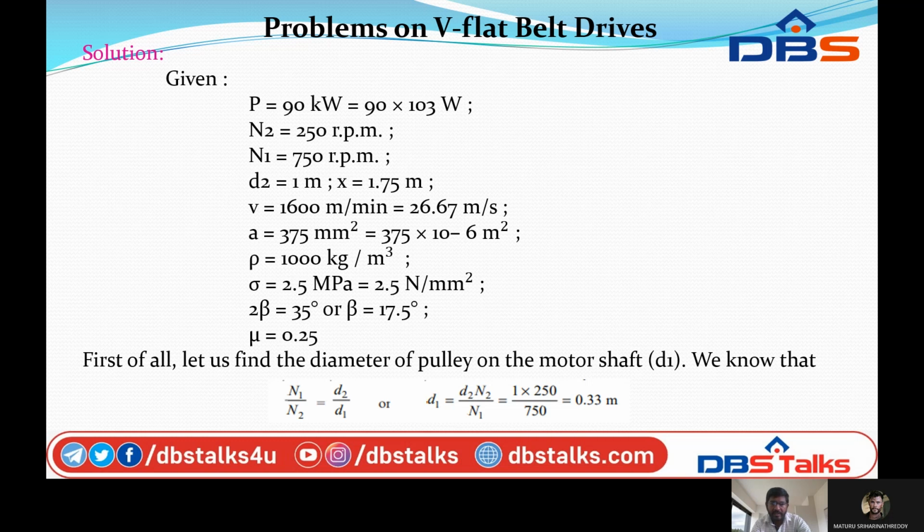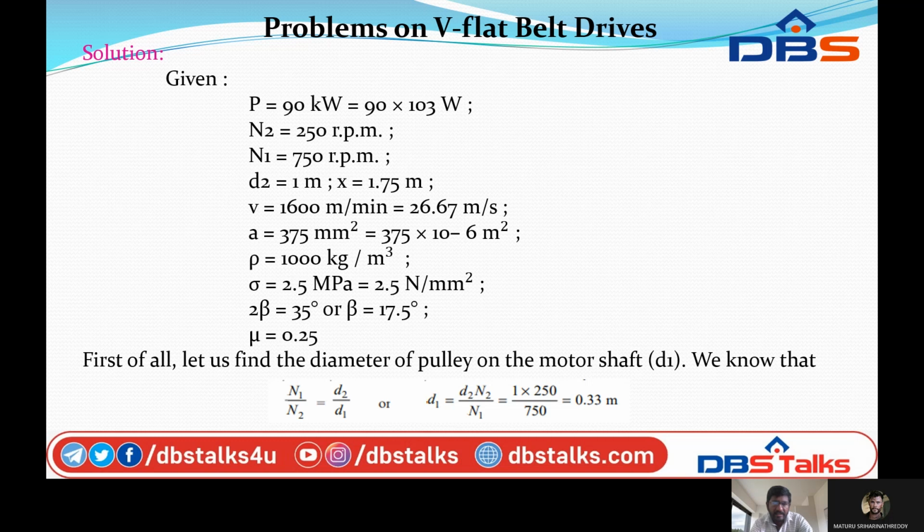So 1 minute is equal to 60 seconds. So 1600 divided by 60. So this is the conversion. 1600 divided by 60 is equal to 26.67 meters per second.